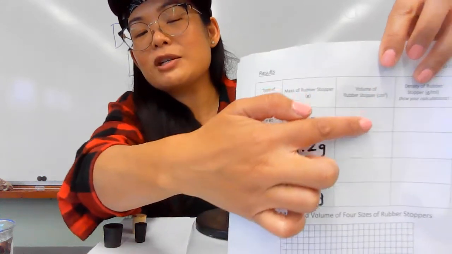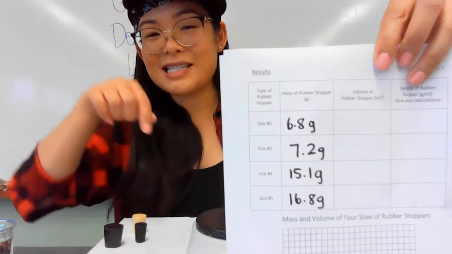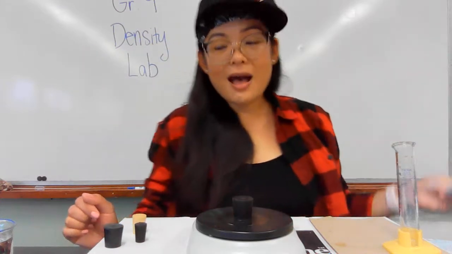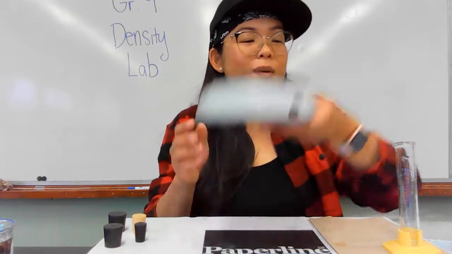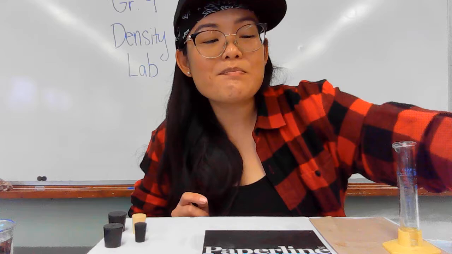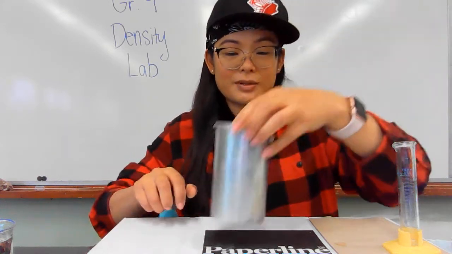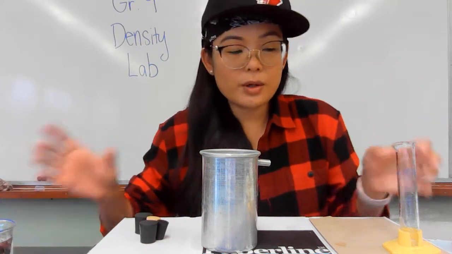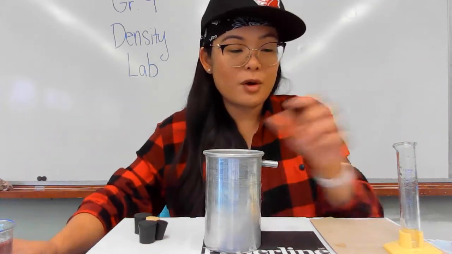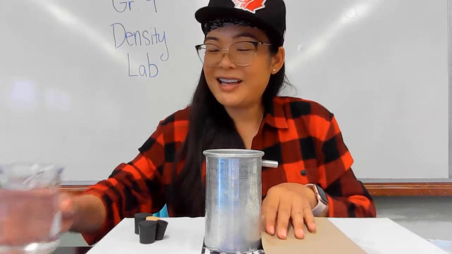Now we're going to measure the volume, and then you're going to calculate the density on your own. So how the heck do we calculate the volume of these rubber stoppers? Well, we're kind of measuring the overflow of these rubber stoppers in water. So let me show you how that works. So we're going to fill this overflow can so that it overflows. And here's how we do it.